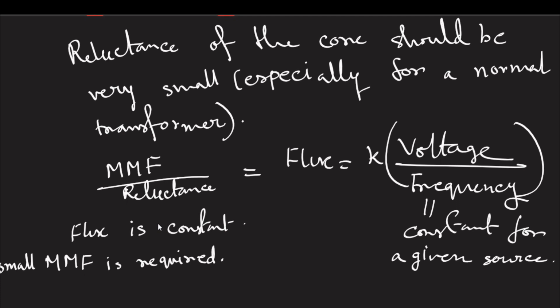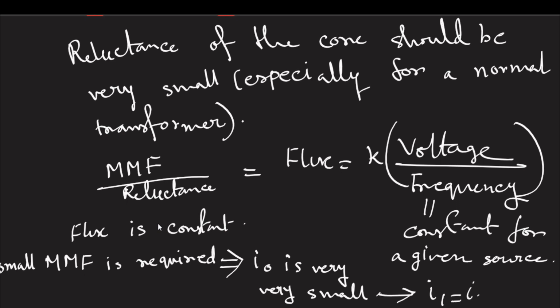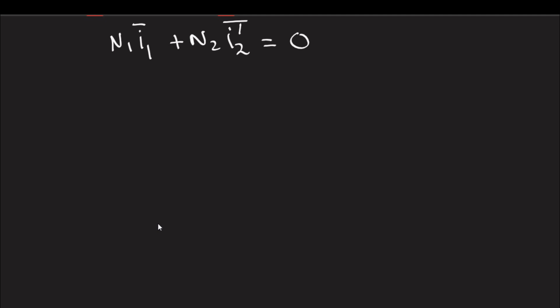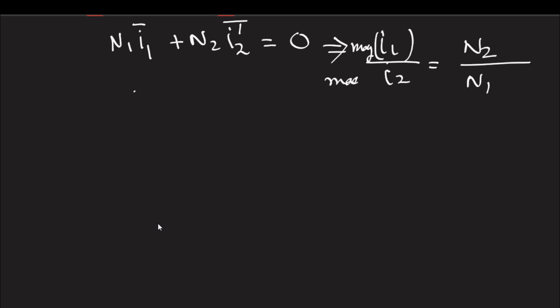Now, if small MMF is required, it implies I naught, that is the magnetizing component, is very small, and that further implies I1 magnitude wise is almost equal to I2 dash. Or if we write that equation, N1 I naught plus N2 I2 dash, N1 I1 plus N2 I2 dash is almost equal to 0. So that leads to I1 by I2 is equal to N2 by N1 if you consider only the magnitude part. This will give you this relationship.